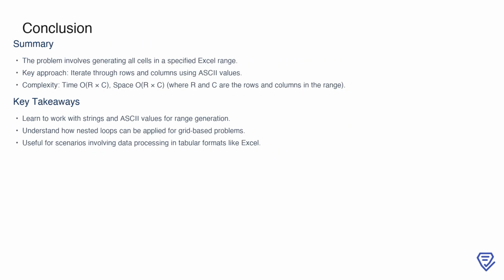To summarize, we used ASCII values and nested loops to generate a list of cells within the specified range. Remember, this approach is efficient for small to medium ranges and highlights the importance of working with string manipulation in coding.